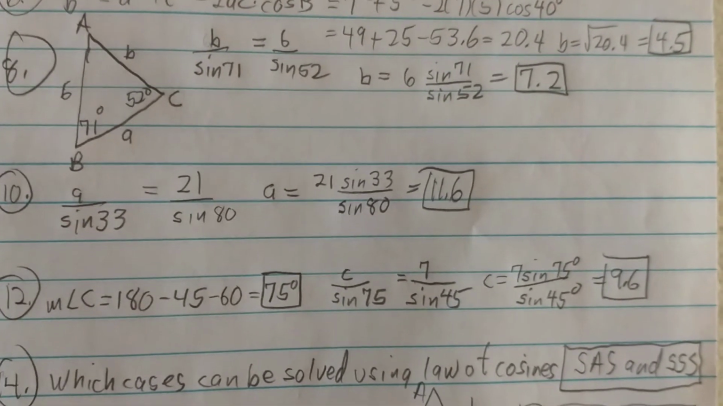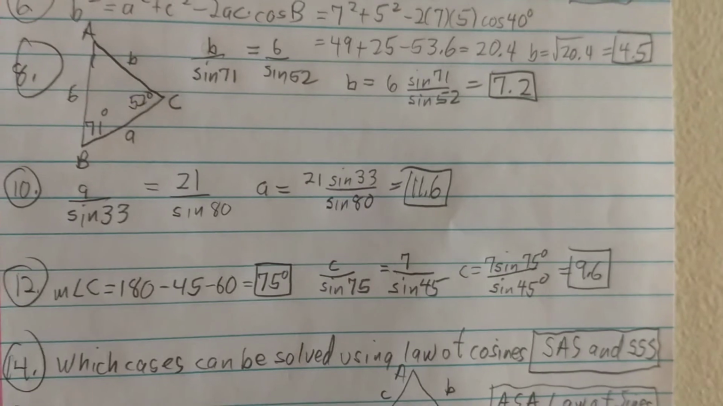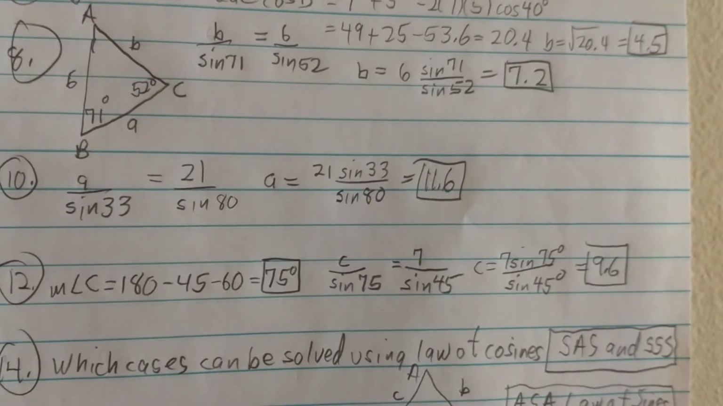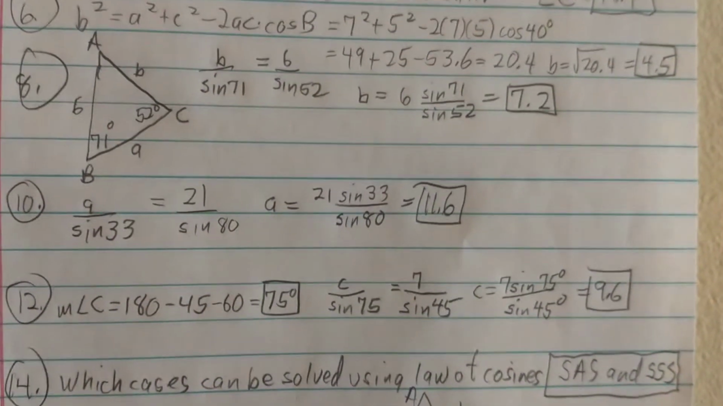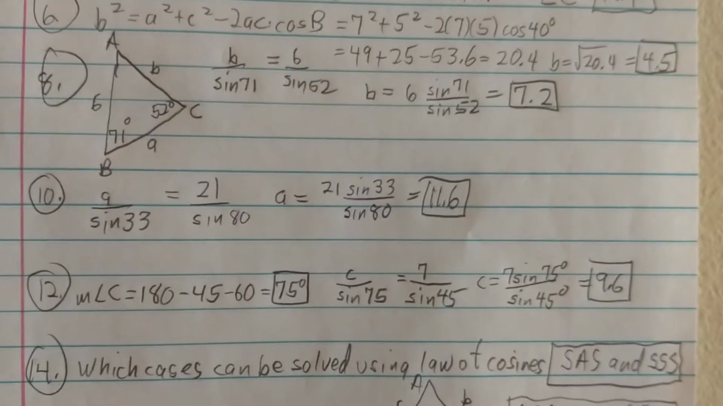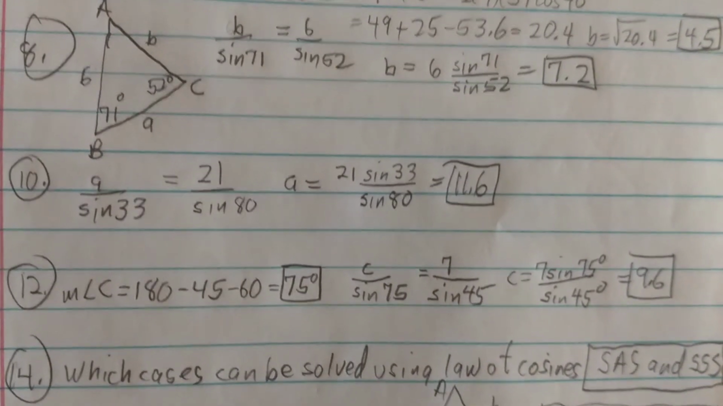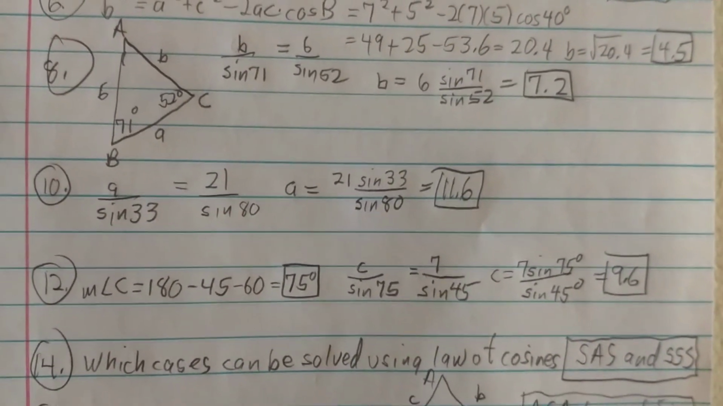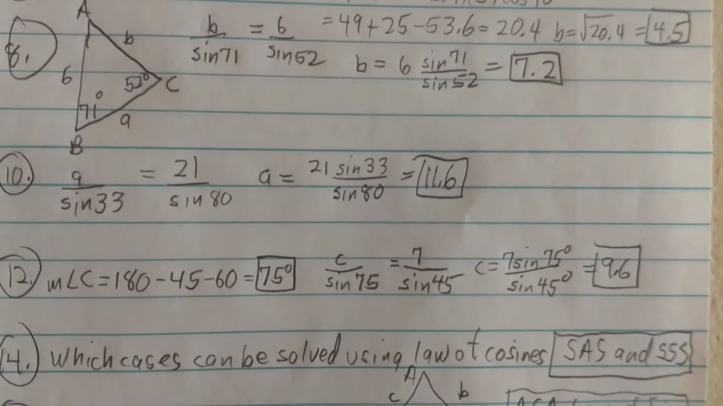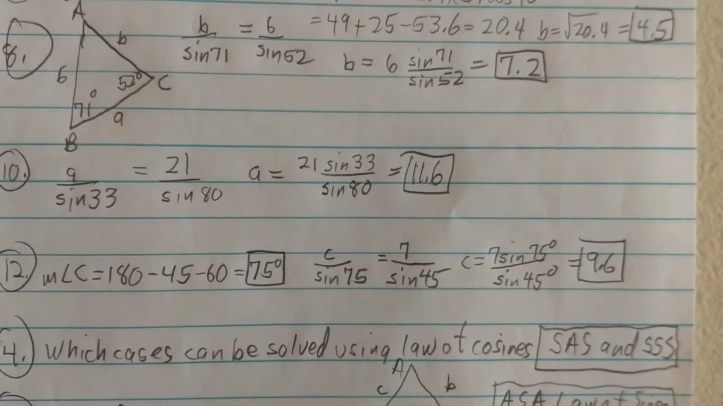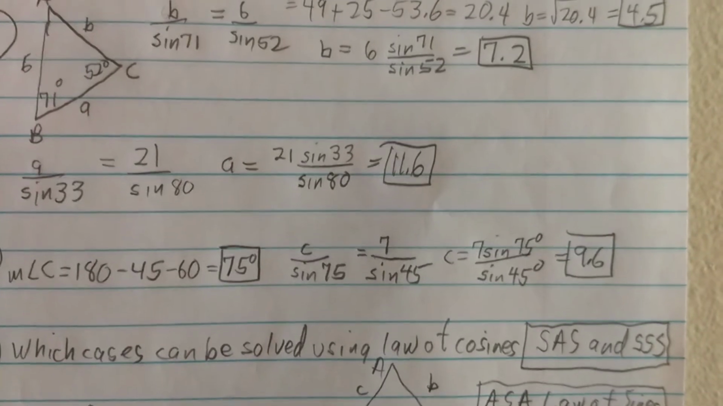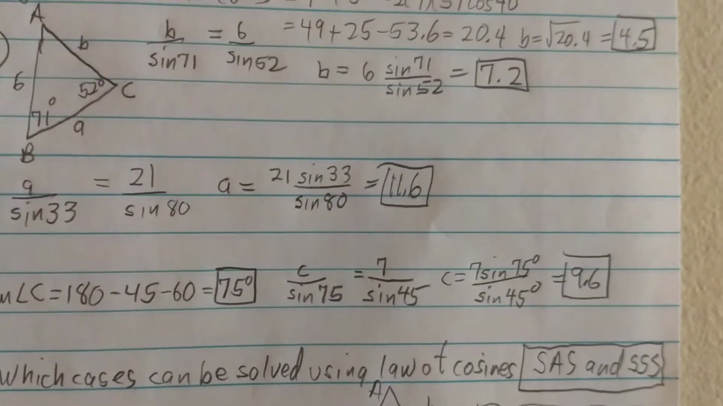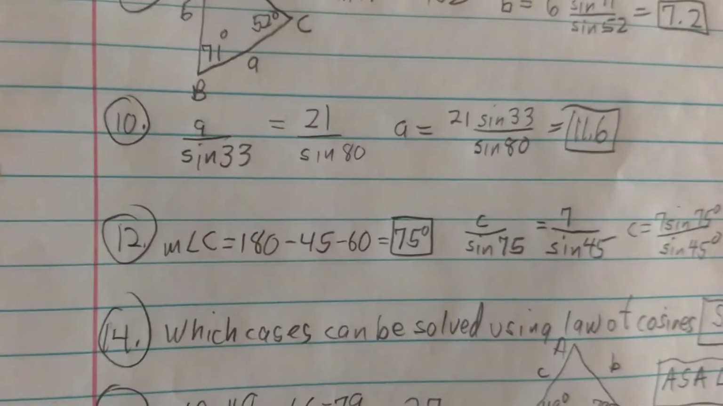I have 52 for C. So I have 71 and 52 angles, and side C is 6. So I'll use the law of sines. B over sine 71 equals 6 over sine 52, cross multiplying. B is equal to 6 sine 71 over sine 52, approximately 7.2.